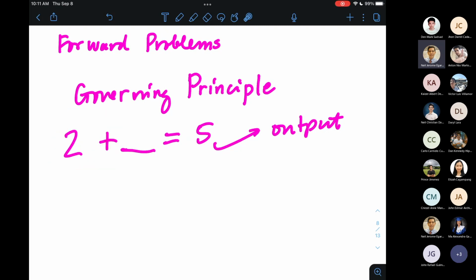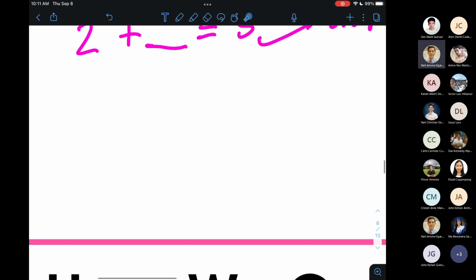All right. And then I need to find what's the input. So basically, find the necessary input along with 2 to get the desired output 5. So that's an inverse problem. And of course, we can say that the answer here is 3. Okay. Now, another example na binigay ko dyan sa text ay modeling problem.